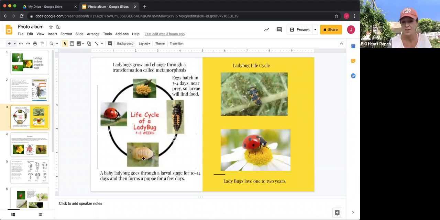Once it goes through the larval stage, where it's eating, eating, eating, it changes into this little, almost like a cocoon, but in insects they call it a pupa. It stays that way for a few days, and then once it's complete, it transforms into this completed beetle, which we know as the ladybug.